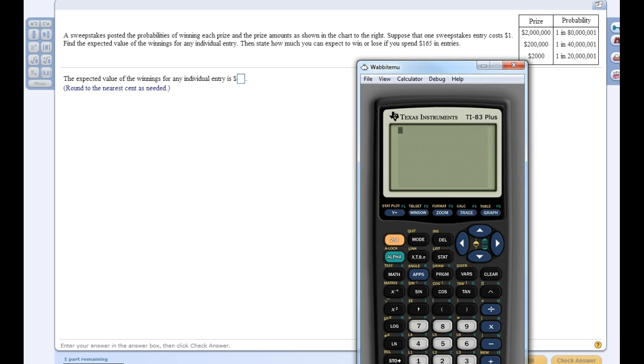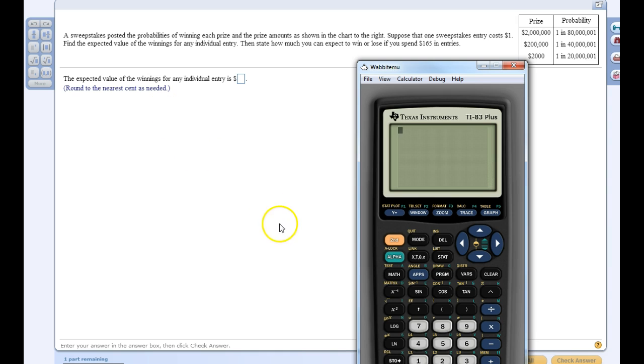Hello 143 class, this is a homework example from section 7C. This is problem number 9. So this is wanting us to find the expected value of playing one of these games and then how much we can expect to win or lose if we played $165 worth of entries, which would be 165 entries since it's $1 per entry.